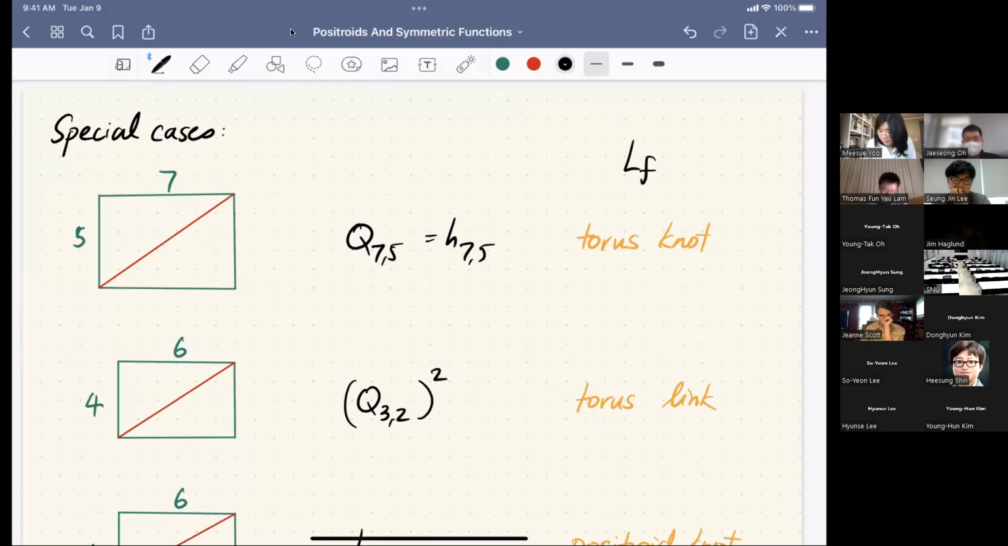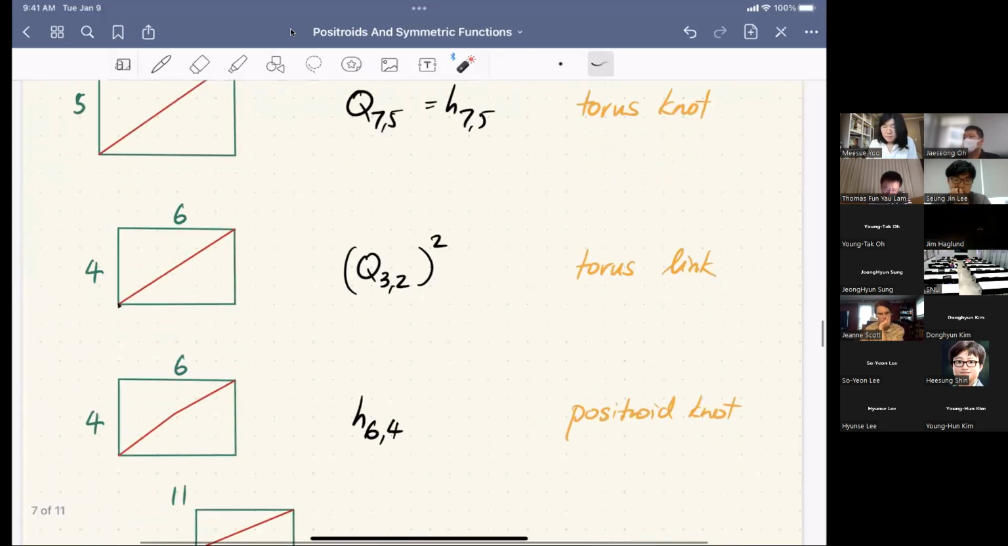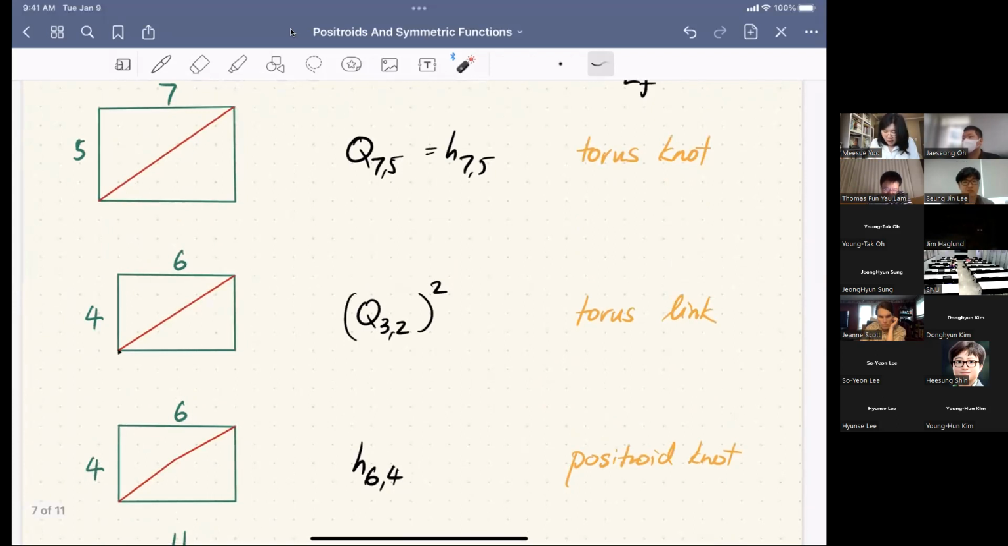If you take a rectangle where k and n minus k are not relatively prime, and you draw the main diagonal, this is also a concave curve, but it now passes through a lattice point. And then the corresponding L sub f is a torus link, and the operator that you want to take is basically a power of one of these torus knot operators. So you divide by the common factor. The common factor between 4 and 6 is 2. So after you divide by the common factor, you get 3,2, and then you square.